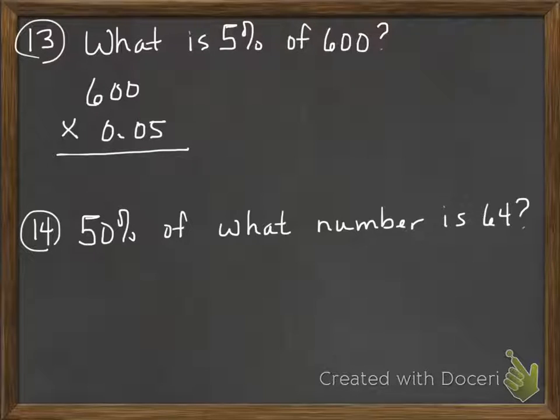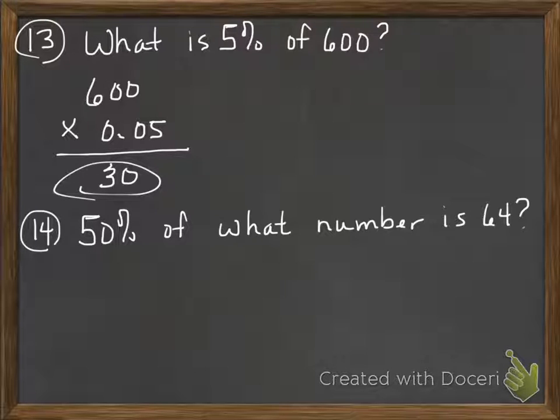And when I multiply 600 times 0.05, I get 30. So when it says, what is 5% of 600? Okay, and again, I just made up the fact that this might be a sale price, but we're actually just finding 5% of 600. So 5% of 600 is just the 30. If it was a sale price problem, then I would subtract the 30 from the 600, but it's just asking me to find 5% of 600. So that answer is 30.